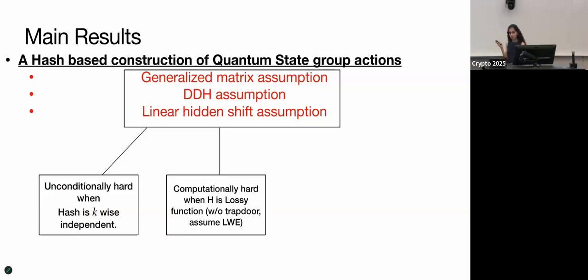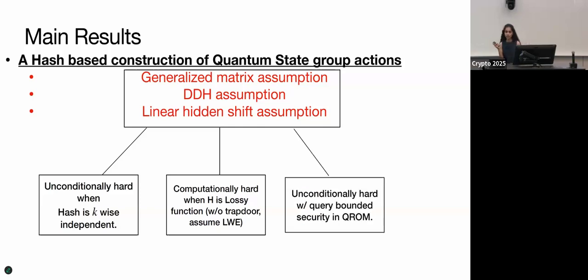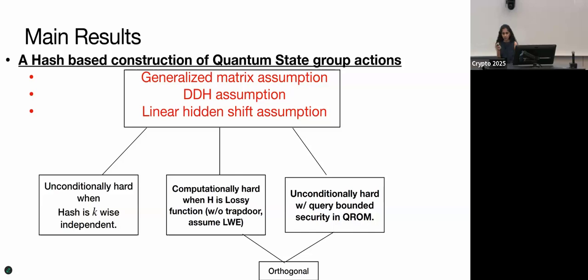We proved that it's computationally hard when this hash function H is lossy. And we proved that it's unconditionally hard with query-bounded security in the quantum random oracle model. The last two results give us orthogonal quantum state group actions, and the first one is non-orthogonal.